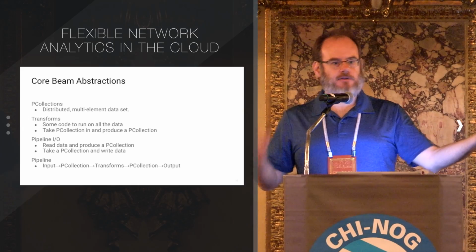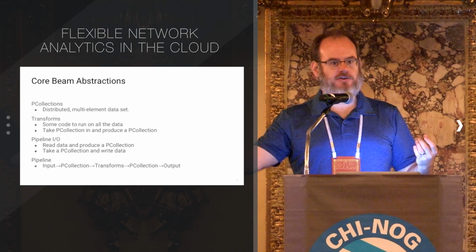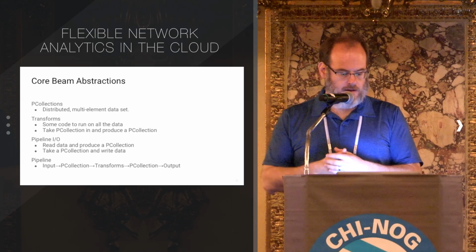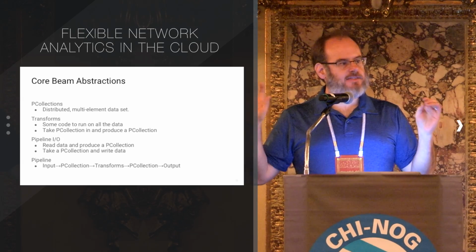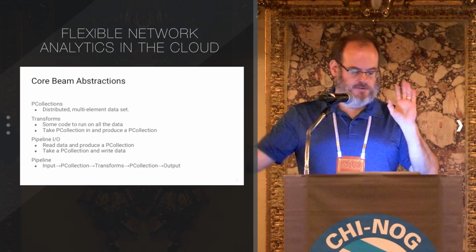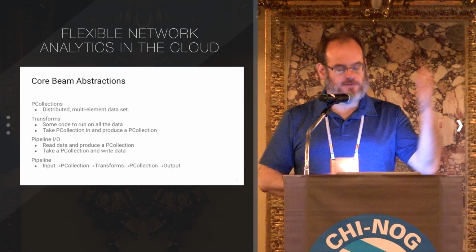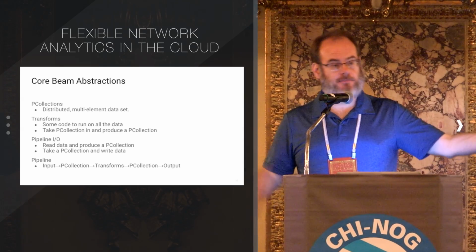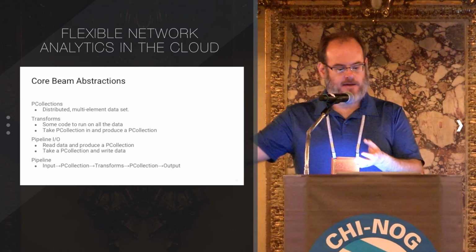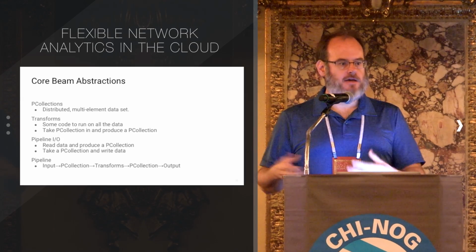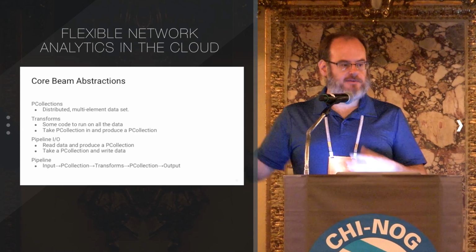So you get your data in, you perform some transformation, and you output your data for the next step of the pipeline. And then the next idea that is important is the pipeline I/O setup. Basically, this is what reads data from your data warehouse to produce a P collection to feed into the pipeline. And when you're done, it can take the P collection and write it out to disk or to wherever you need to send it.